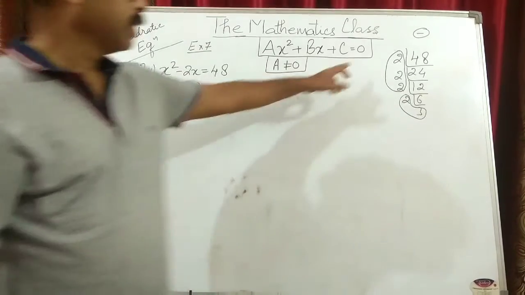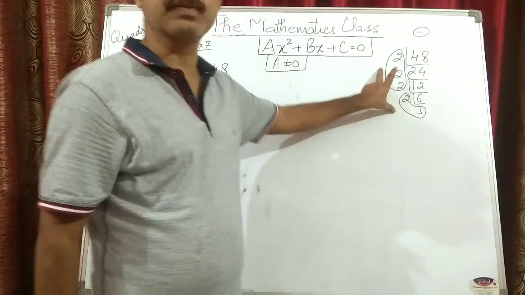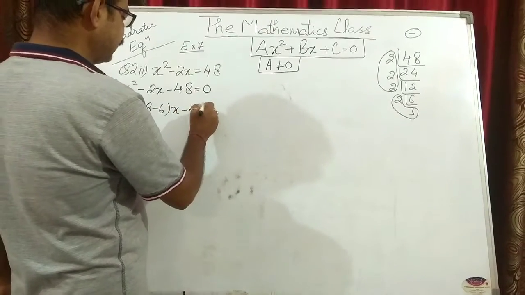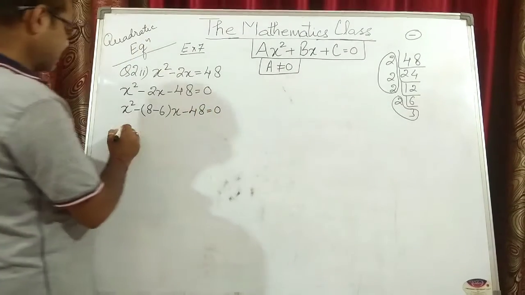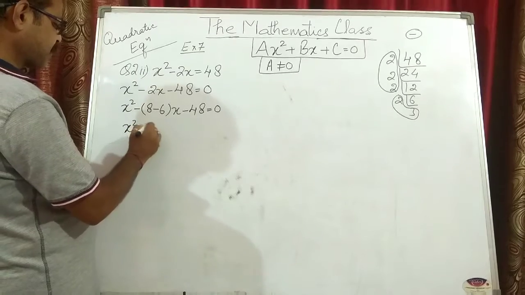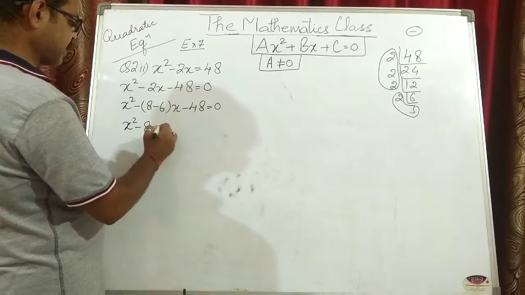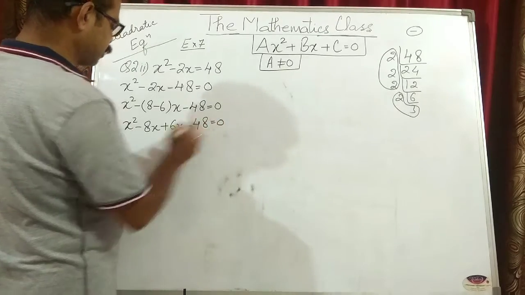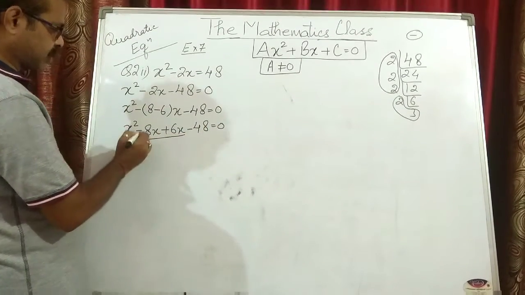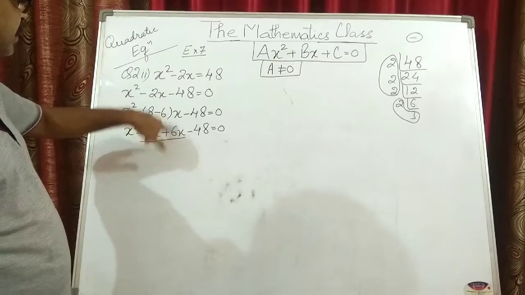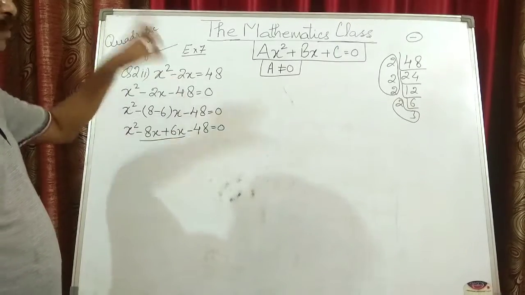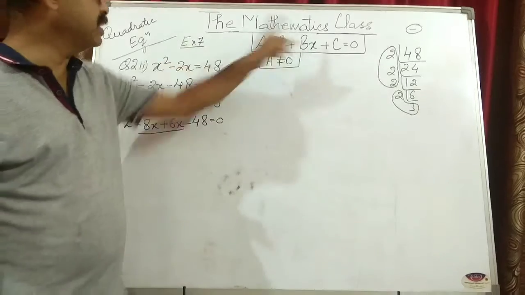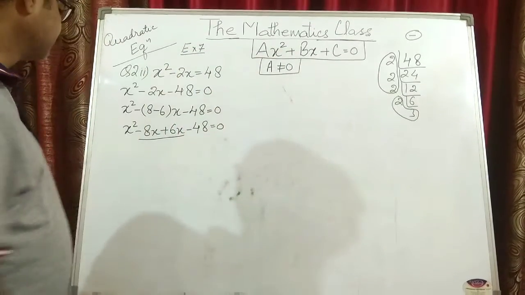We have the factors 8 and 6 and we have to arrange these factors. So it is x square minus 8 minus 6 x minus 48 is equal to 0. This will be x square minus 8x plus 6x minus 48 is equal to 0. You can see that the total of minus 8x plus 6x comes to be minus 2x. It means we have arranged the factors in such a way that we get b. b was minus 2.